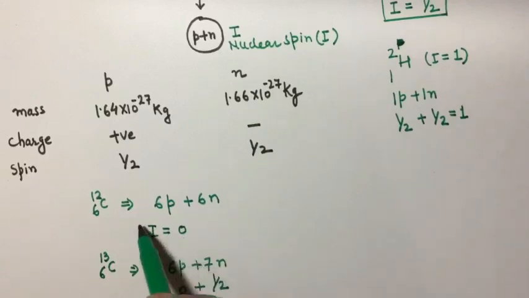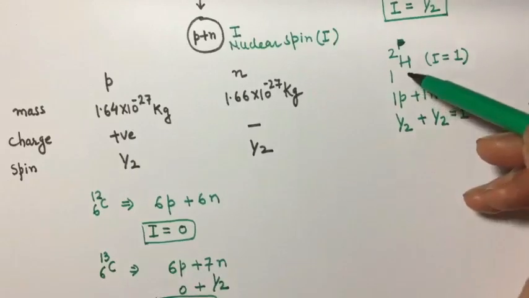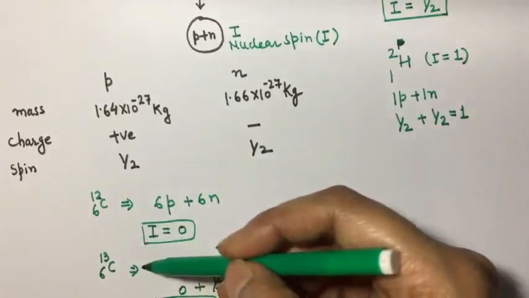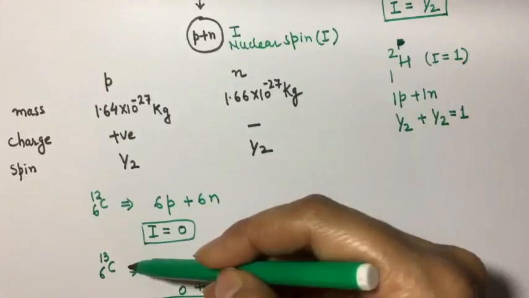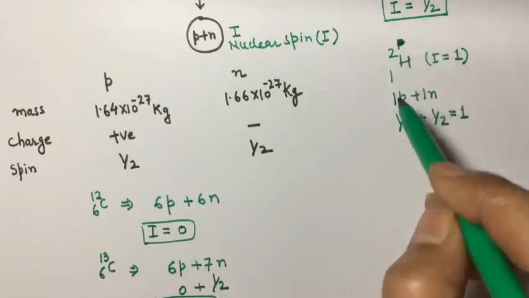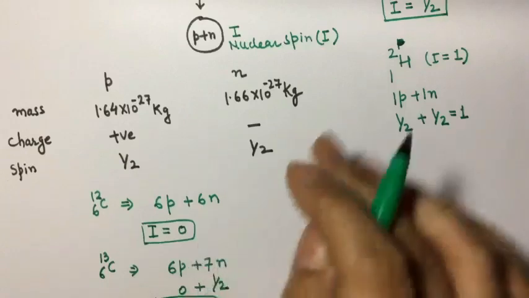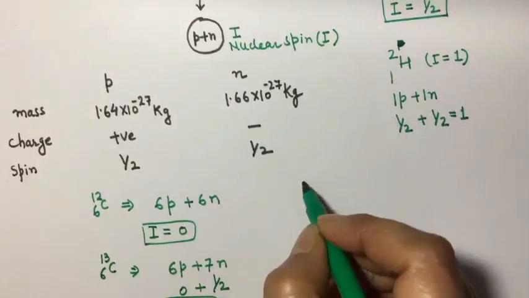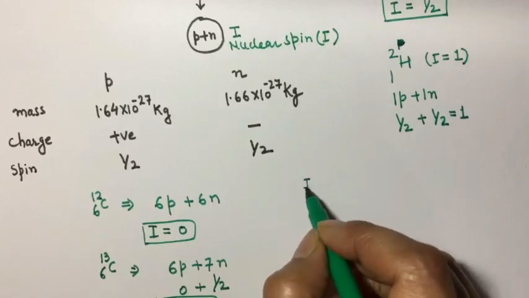From this we conclude that the proton, deuterium, 6C12 and 6C13 are isotopes, but their nuclear spin values are different. So we can say that isotopes have their individual nuclear spin values. From this we have a general trend through which one can approximately calculate the I spin values.